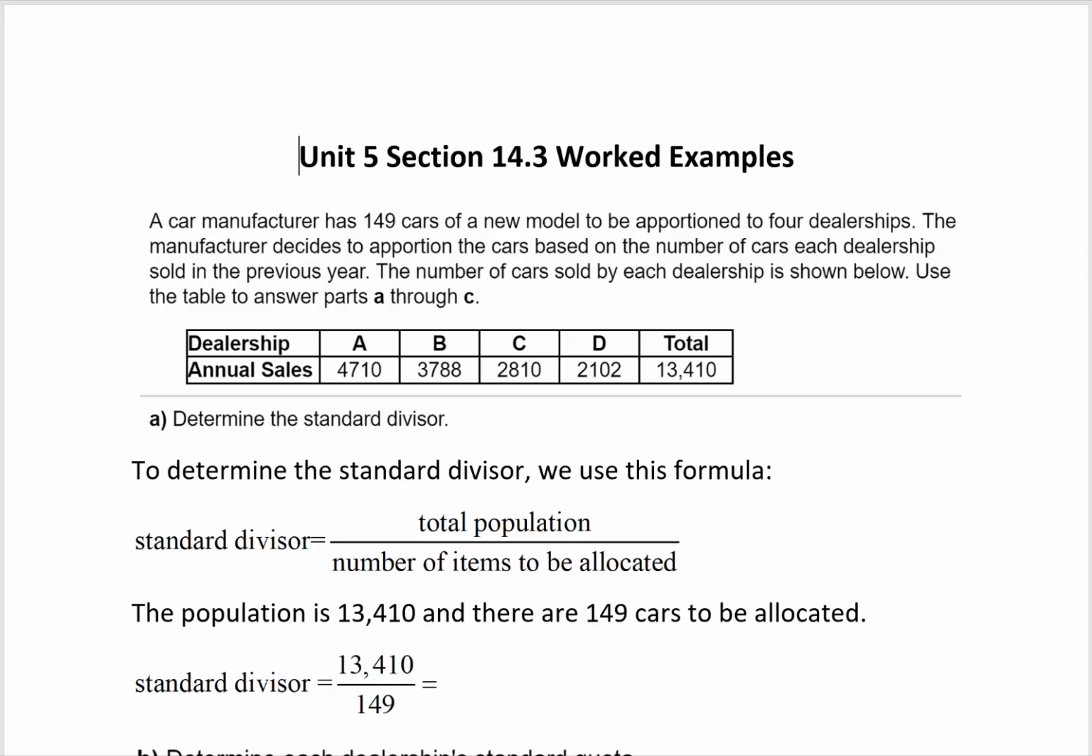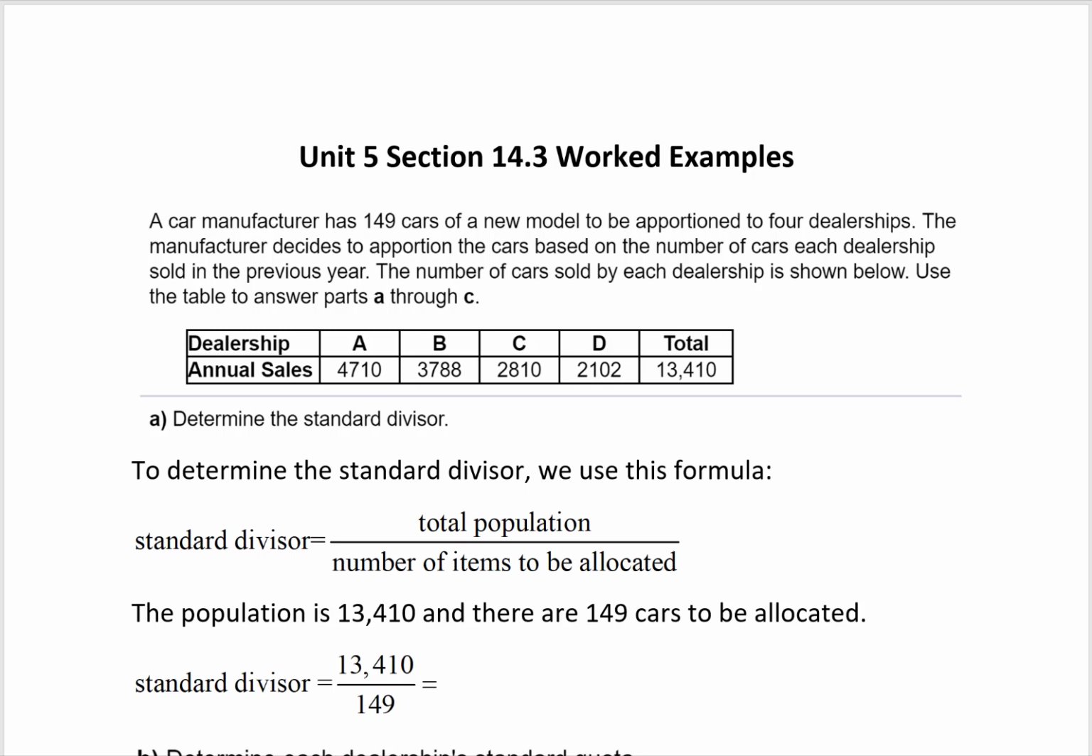Unit 5, Section 14.3 Worked Examples. A car manufacturer has 149 cars of a new model to be apportioned to 4 dealerships. The manufacturer decides to apportion the cars based on the number of cars each dealership sold in the previous year. The number of cars sold by each dealership is shown below. Use the table to answer parts A through C.